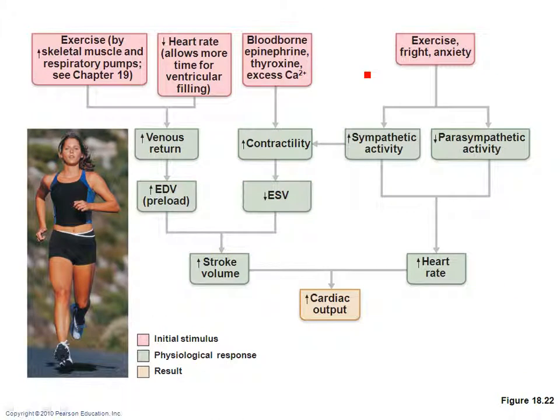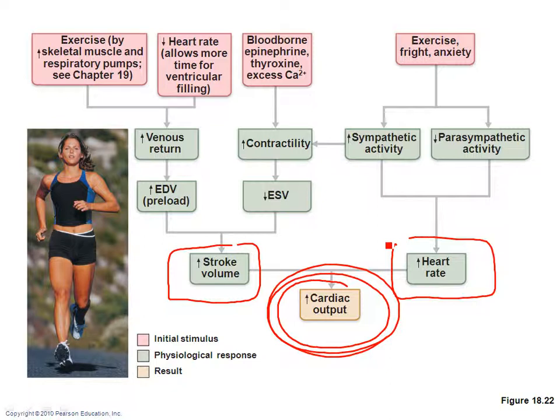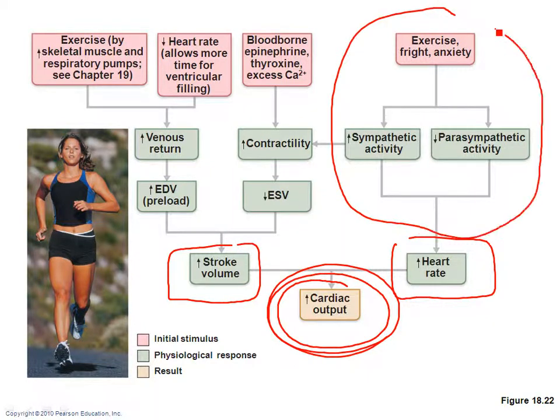This is another one of those fairly complex diagrams in your textbook, but it's a really good one, and you should take a look at it because it's showing you the different physiological events that can occur and combine together to lead to an increase in cardiac output. Looking at the diagram, we know that increasing our stroke volume and increasing our heart rate, both of those will lead to an increase in cardiac output. Moving up the tree, these are all things that can lead to an increase in heart rate: exercise, fright, anxiety.